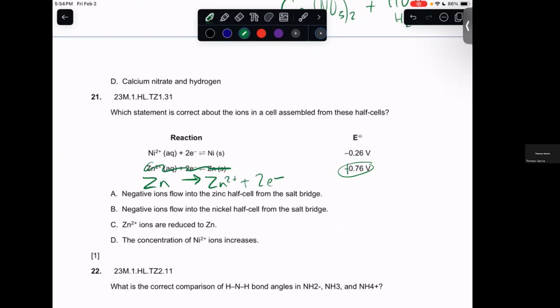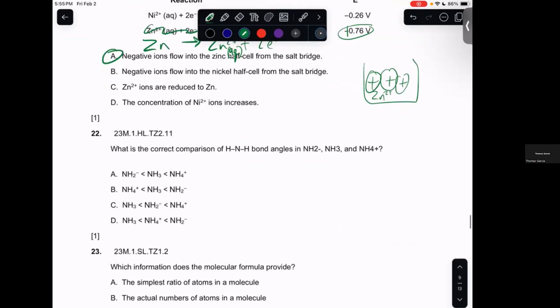So if zinc is oxidizing, that means it's throwing these 2 plus ions into the solution. That means the zinc half cell is going to become increasingly positive as more zinc ions go in. So right off the bat, A has to be correct. Negative ions must flow into the zinc half cell from the salt bridge. We have to balance it.